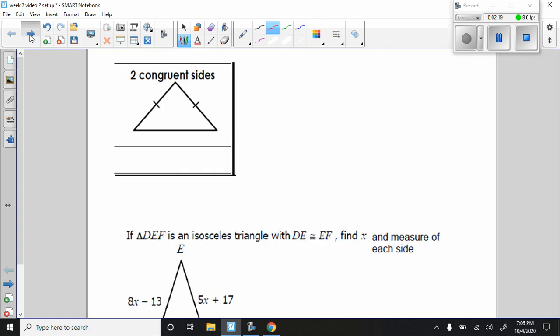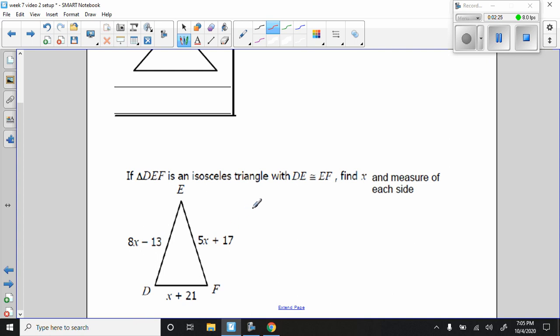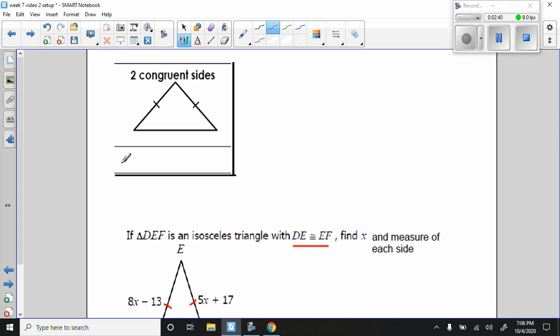All right, moving to isosceles. The isosceles has two equal sides. So they would have to tell you some way which sides are equal, and they do here. DE is equal to EF. Okay, and the sides that are equal are called legs. And the side that is not equal is called the base.